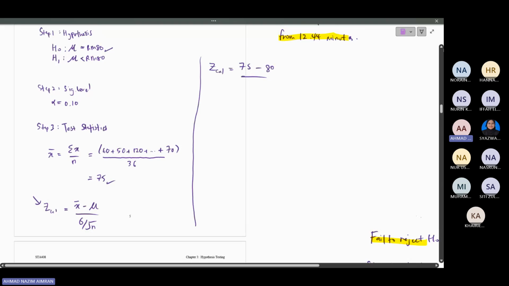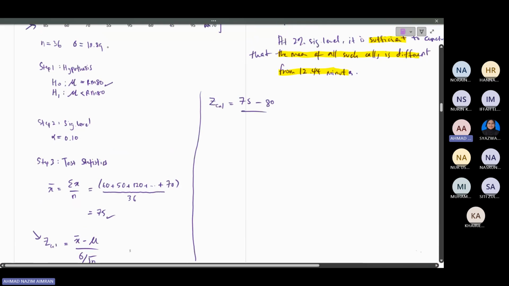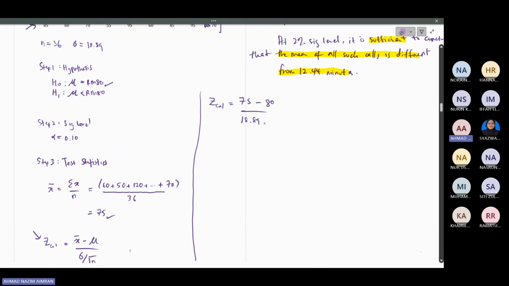The standard deviation of the population is given, 18.89 over the square root of 36. Solving this equation, you should get a Z calculated value of negative 1.5881.